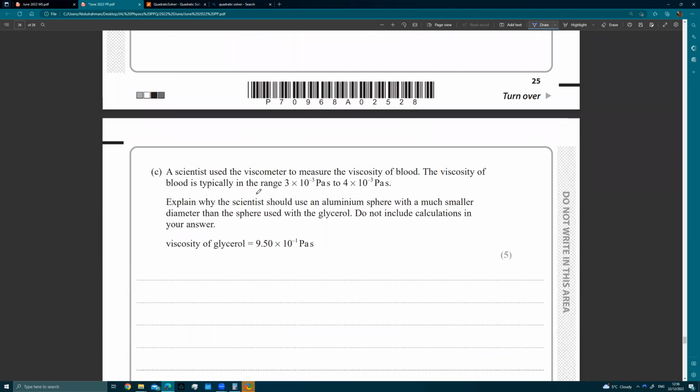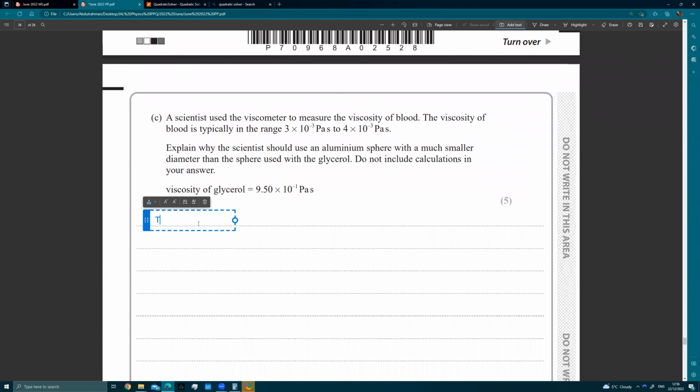A scientist used a viscometer to measure the viscosity of blood. The viscosity of blood is typically in the range of 3 times 10 to the minus 3 to 4 times 10 to the minus 3. Explain why the scientist should use an aluminium sphere with a much smaller diameter than the sphere used with glycerol. Do not include calculations in your answer. And it's giving me the viscosity of glycerol once again. So clearly what we notice straight away is the viscosity of blood is smaller than the viscosity of glycerol.